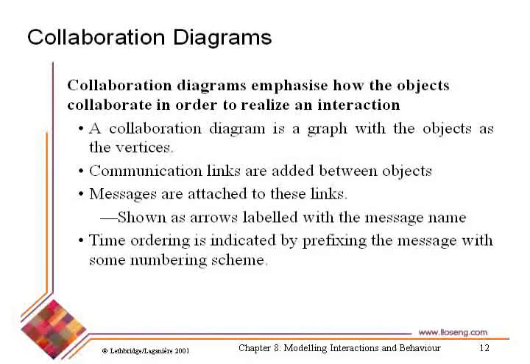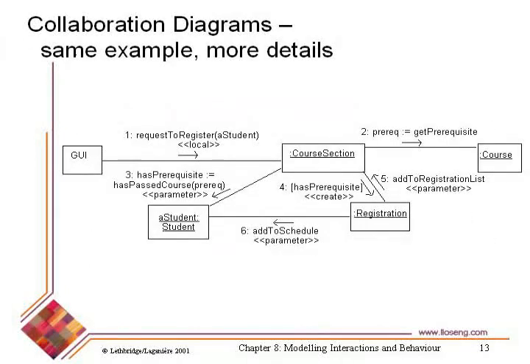Slide 13 shows another slightly more sophisticated diagram. This is the one I think that corresponds to slide number 8, where we now have the student in the course. Okay? So, again, step 1, request to register, bracket a student. Same thing as we saw before. We can have all these variables. We can have these return values. Step 2, prereq, colon equals get prerequisite. So we're assigning the value of this return, and it's being returned back. The prerequisite is being returned back to the course section once we return from this message send.